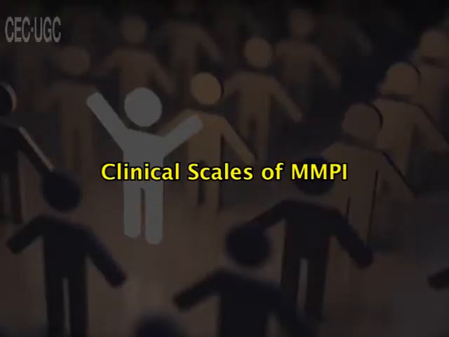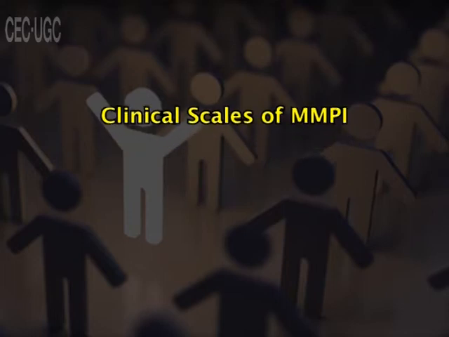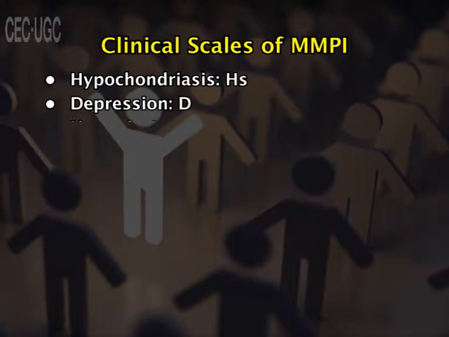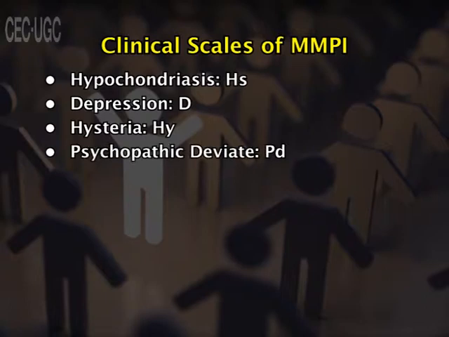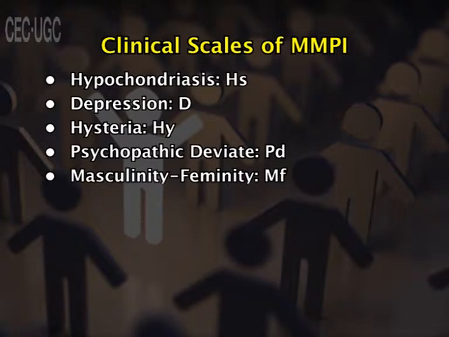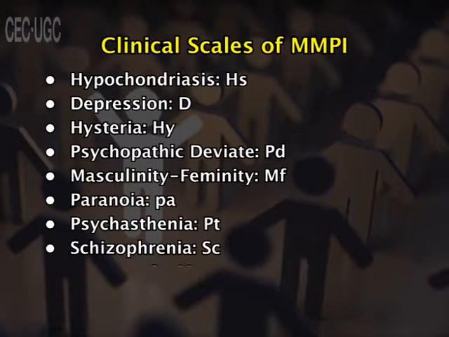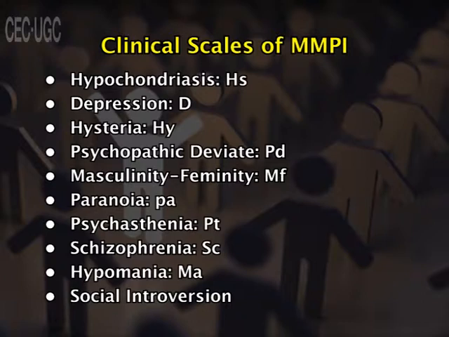There are 10 clinical scales of MMPI, which are: number one, hypochondriasis or HS; number two, depression or D; number three, hysteria or HY; number four, psychopathic deviate or PD; number five, masculinity-femininity or MF; number six, paranoia or PA; number seven, psychasthenia or PT; number eight, schizophrenia or SC; number nine, hypomania or MA; and number 10, social introversion.